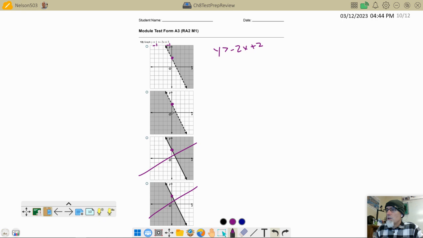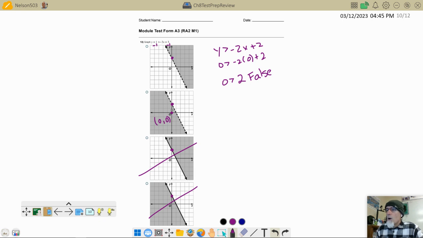So in my video on inequalities, I pick the origin. I take 0, 0, plug it in for y and for x, and see if it's a true statement. So I get 0 on the left side, obviously, there's only a 0 there. And on the right side, I get 2. Well, this is a false statement. 0 is not bigger than 2. 0 is less than 2.